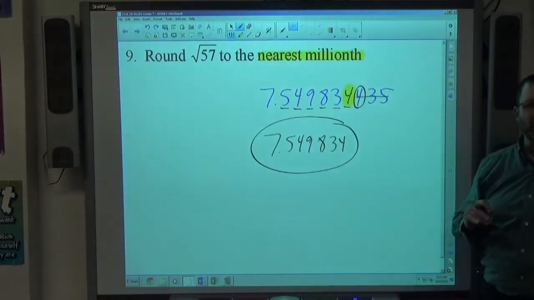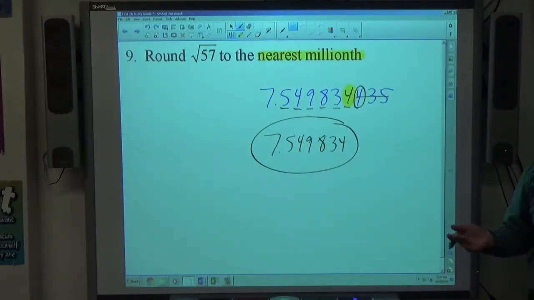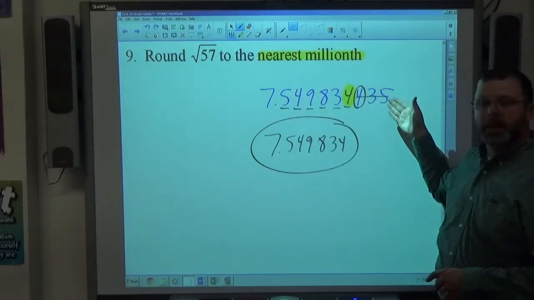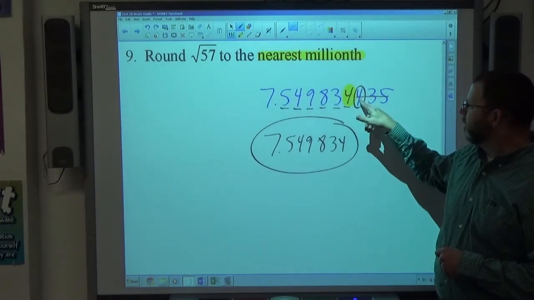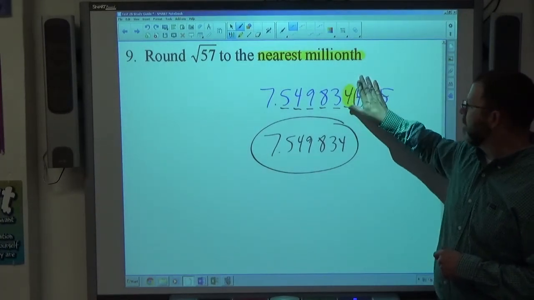I'm not necessarily going to ask for the millionths on the test. It could be thousandths or 10 millionths, whatever. But your calculator should give you a number big enough that you should be able to round it. 5 through 9, make this one bigger. 4 through 0, keep that the same. Chop everything else off.